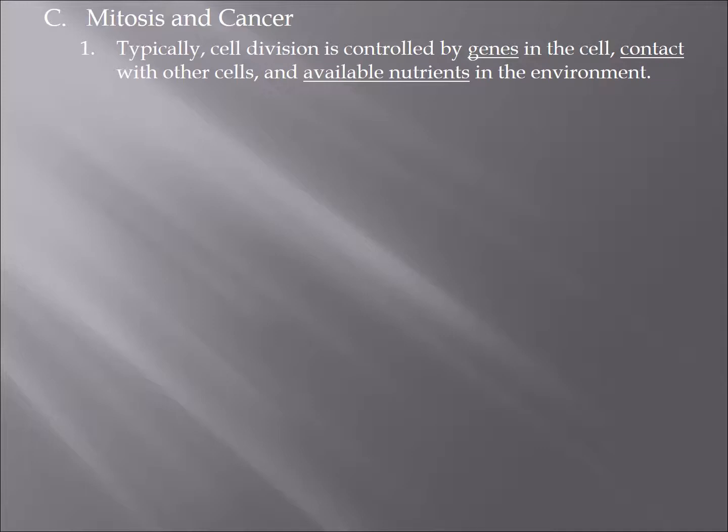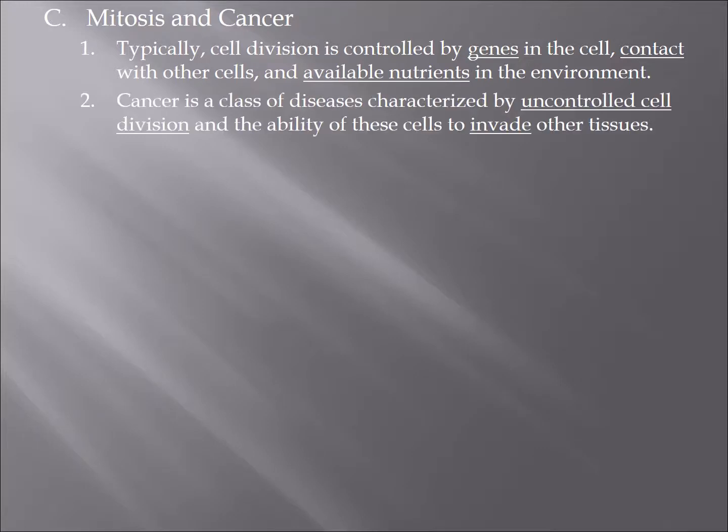Cell division is controlled by various genes, and the genes that are expressed are different in different cells. So the amount of mitosis, or the amount of cell division that occurs in different cells, varies. It has to do with contact with other cells and also the available nutrients in the environment. Cancer is a disease characterized by uncontrolled cell division. This is when cells start replicating so much, they start to invade other tissues where they're not supposed to be.